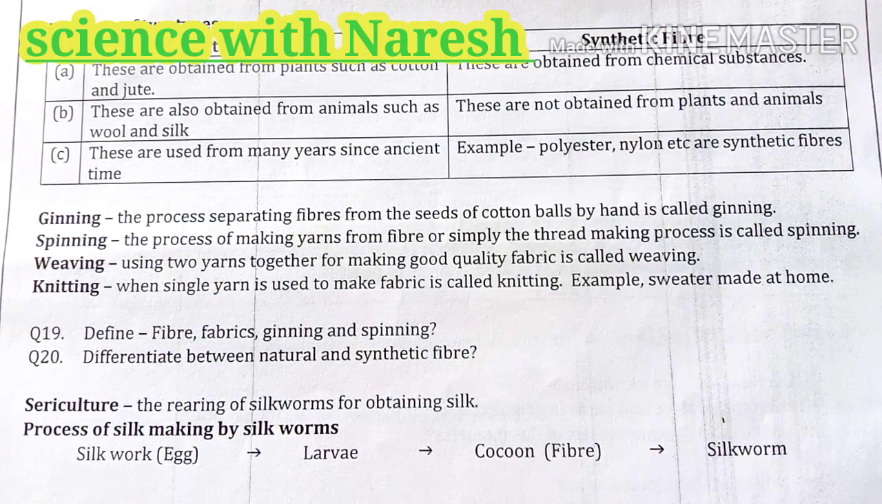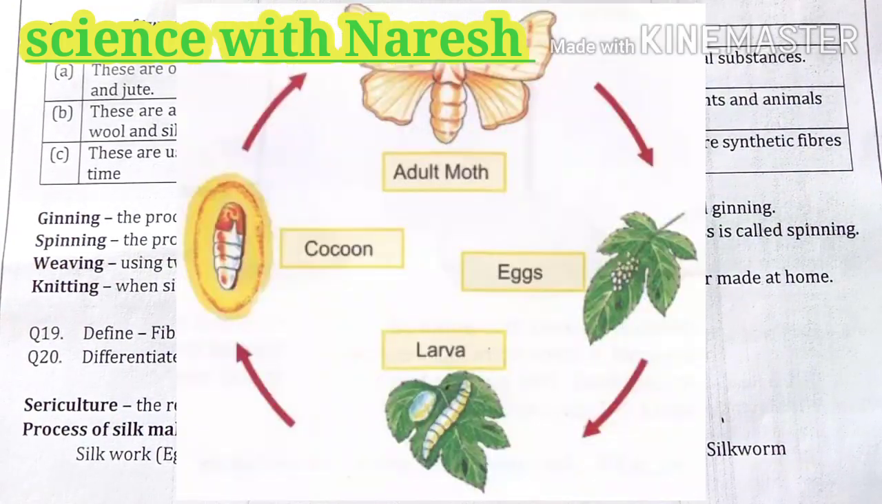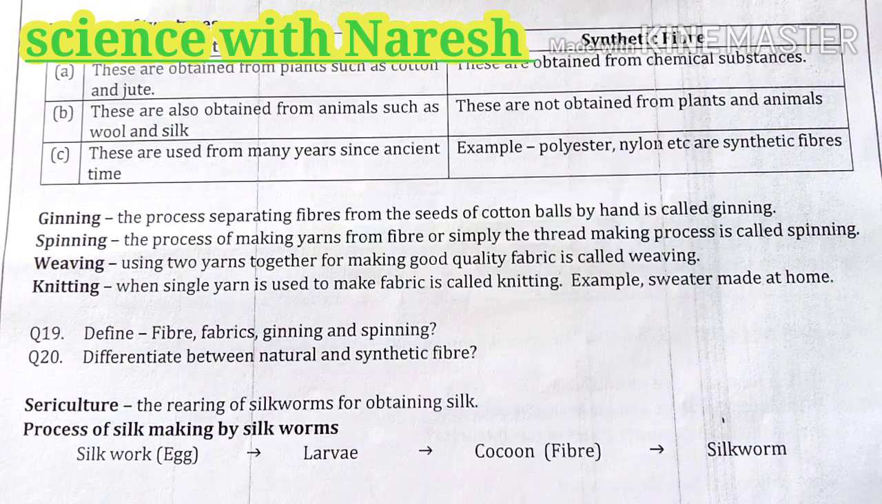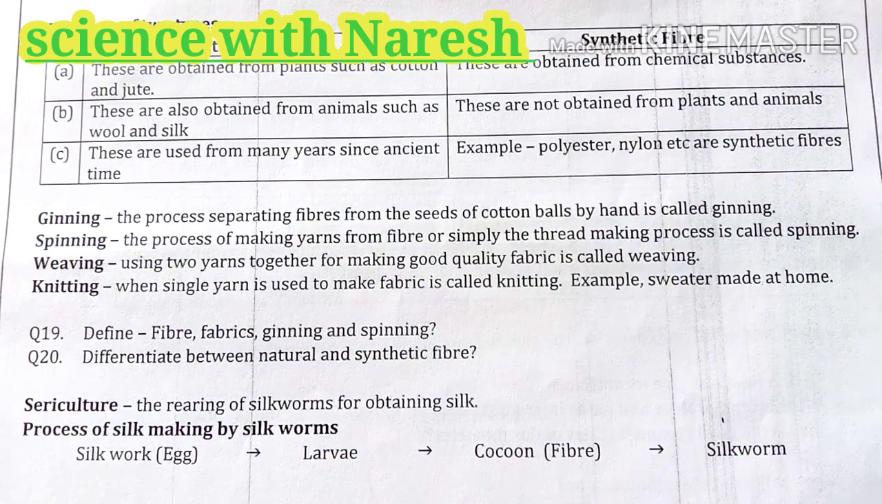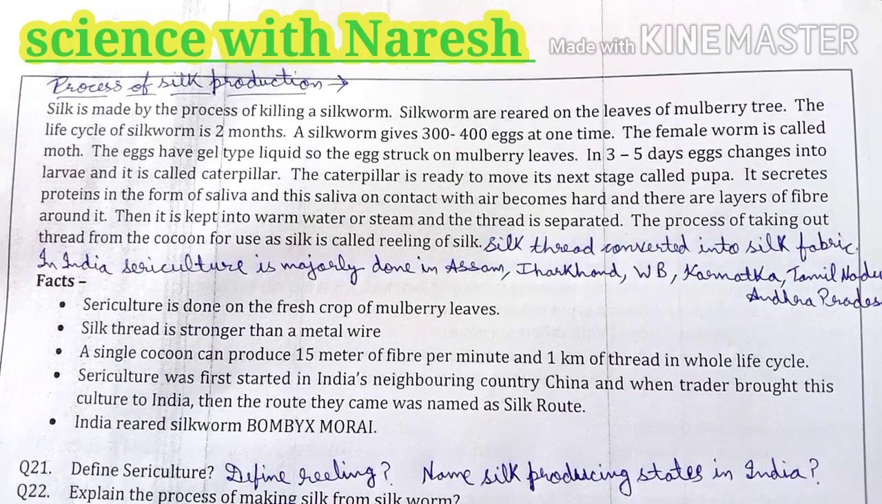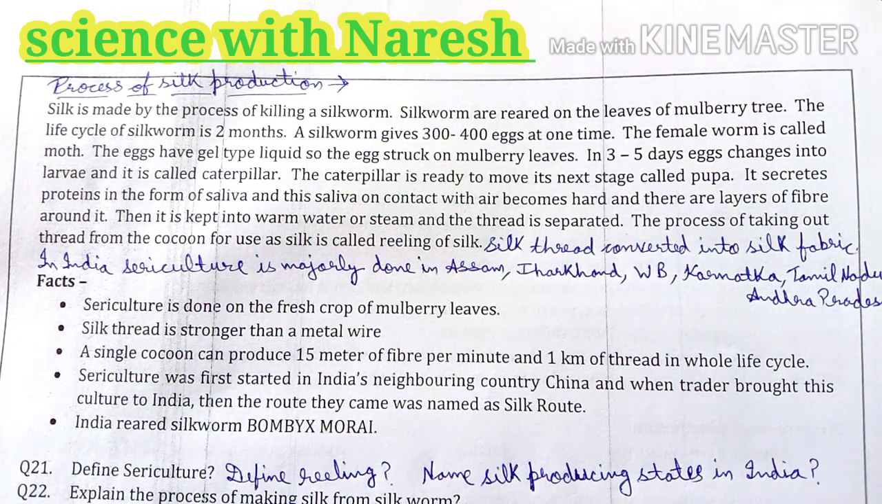The stages of silk production are: first is the silkworm, meaning the egg, the next step is the larva, third is the cocoon or fiber, and the last is again the silkworm. So in the process of silk production, silk is made by killing a silkworm. Means to get silk we have to kill a silkworm.